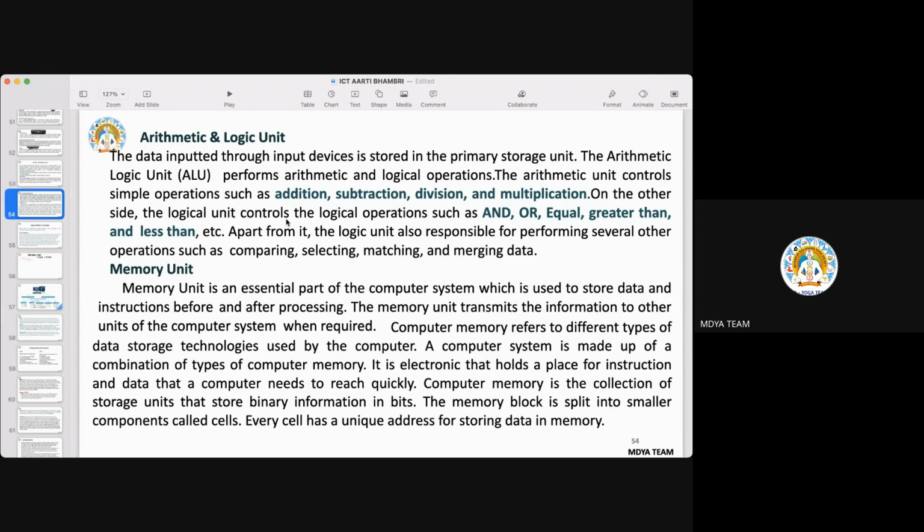All right. So computer memory is a collection of storage units that stores binary information in bits, and the memory block is split into smaller components, or you can say cells, and each cell has a unique address for storing data in memory. So whatever is required by the CPU is provided by those memory units, because the memory unit has a particular address to store the data. Which data is stored at which place, that unit knows.